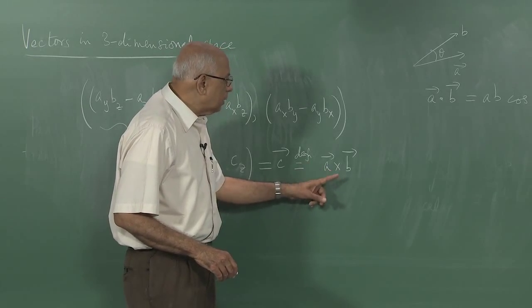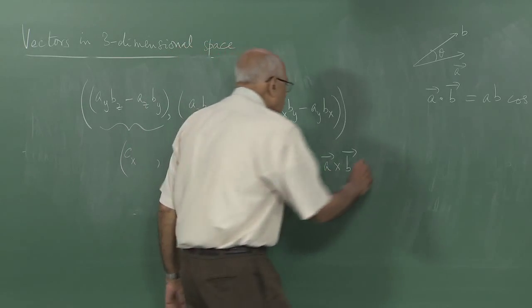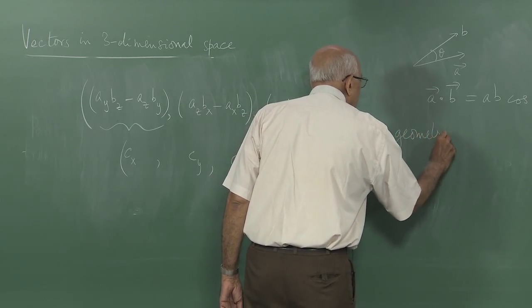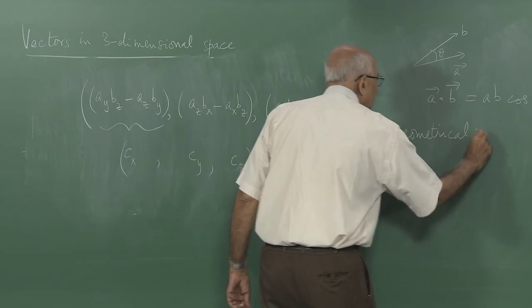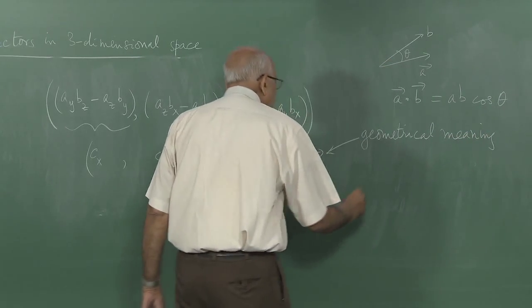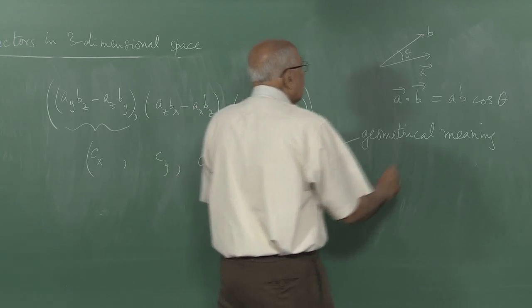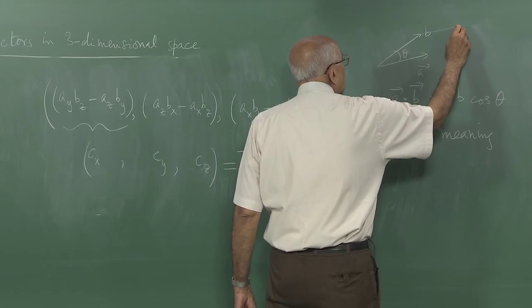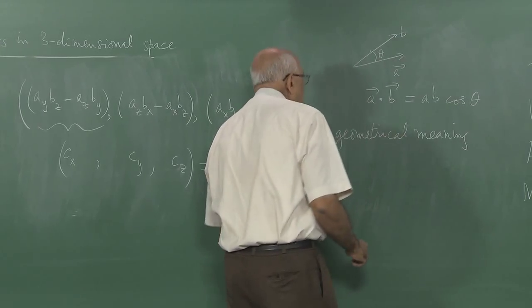And what is the meaning of this thing? Geometrical meaning. So let me write this. Geometrical meaning of this turns out to be the following. From A and B you can form a parallelogram. Let us draw this again.